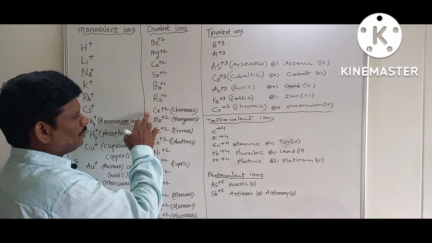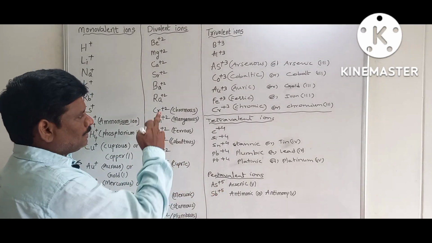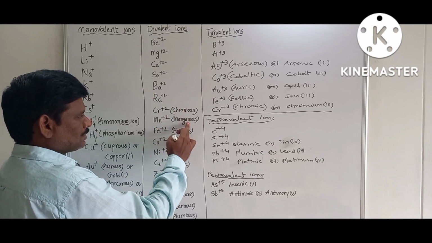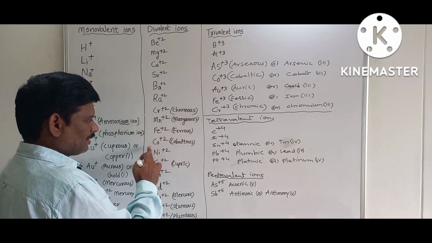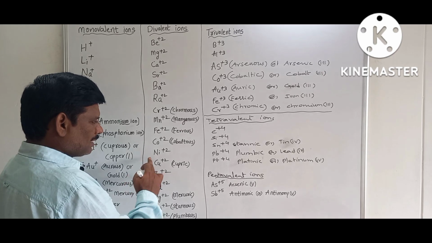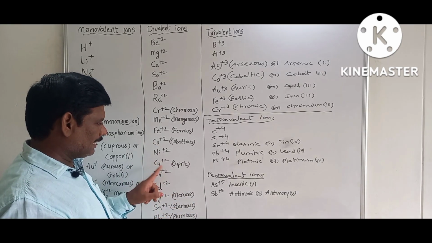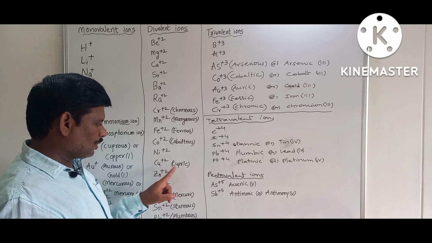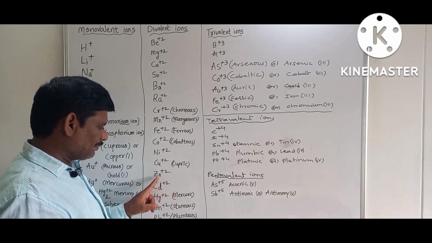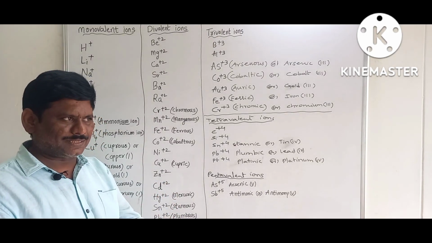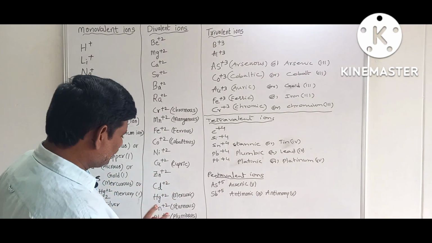Next one, chromium has more than one oxidation state. This one is lower oxidation state. Cr plus 2 is chromous, Mn plus 2 manganese, Fe plus 2 ferrous, Co plus 2 cobaltous, Ni plus 2 generally single element, Ni plus 2 nickel, Cu plus 2 cupric, zinc, cadmium plus 2 oxidation. Generally they exist as plus 2 oxidation state, so they are named the same as the usual name of the element.